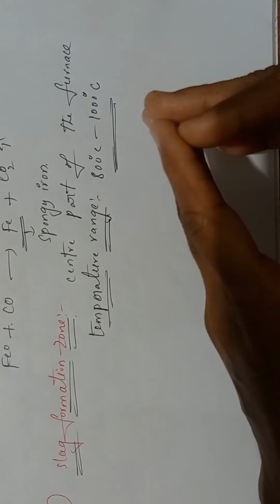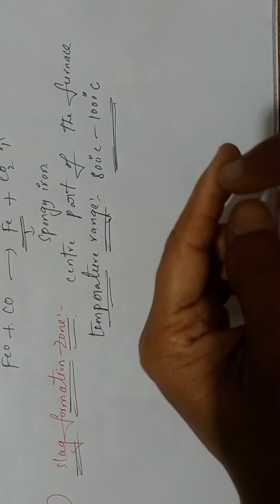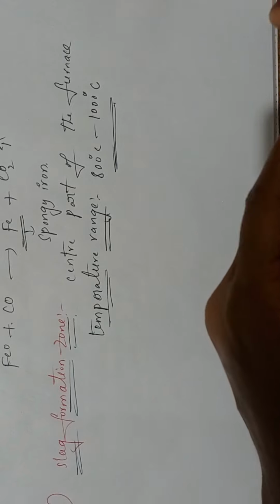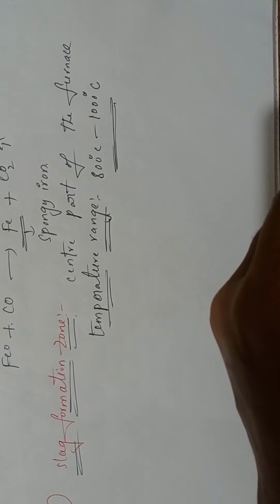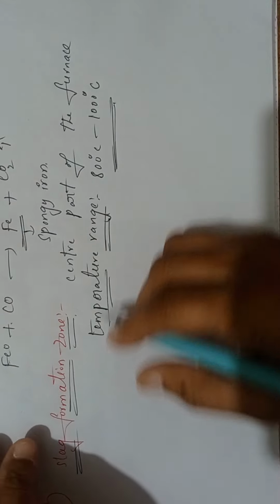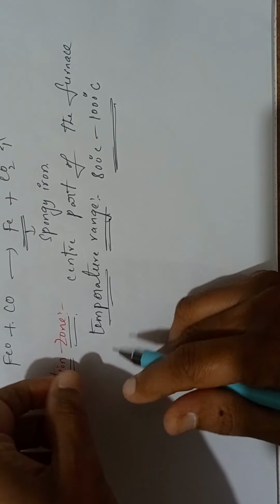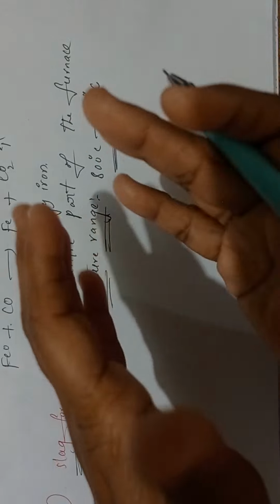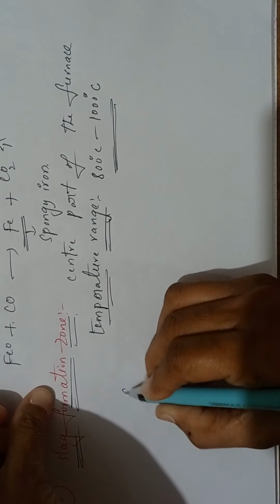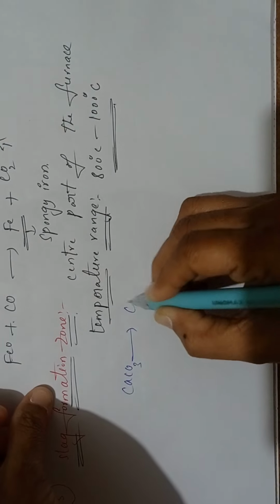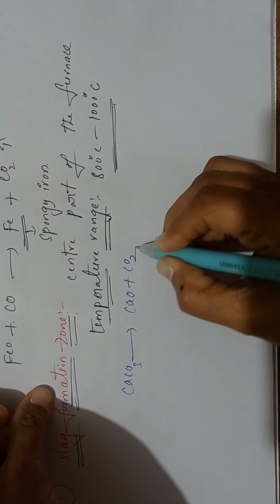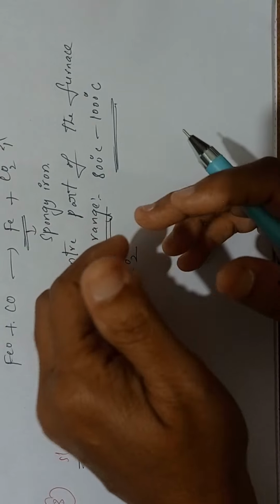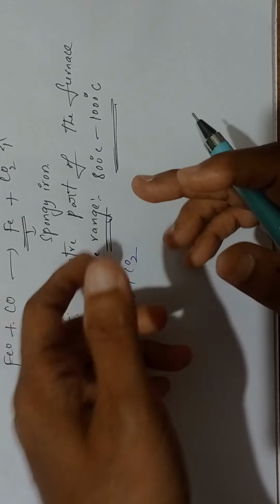What is the mixture of the charge? Metallic ore, that is ore plus limestone plus coke. Correct? Now here you are taking limestone. In the slag formation zone, limestone CaCO3 present in the charge decomposes. That means calcium carbonate dissociates into CaO plus CO2, students. Are you clear?